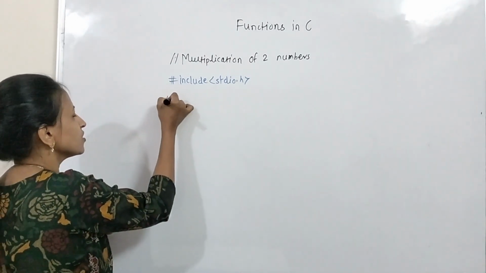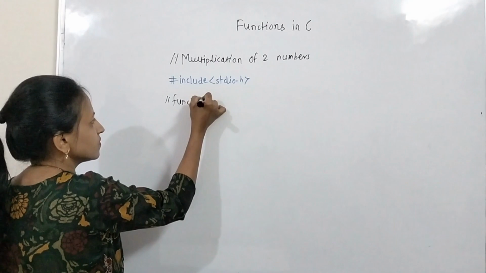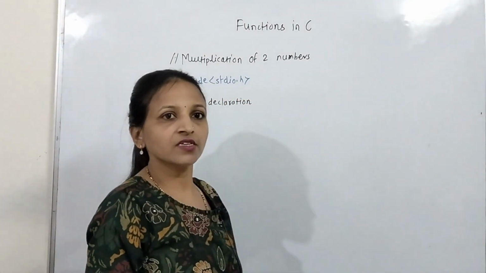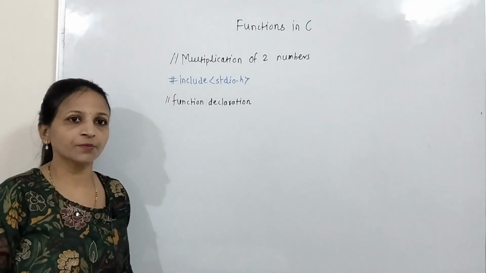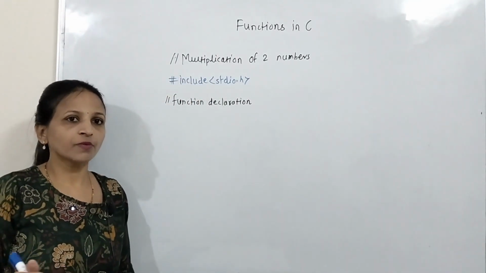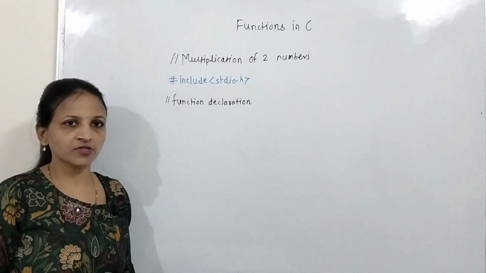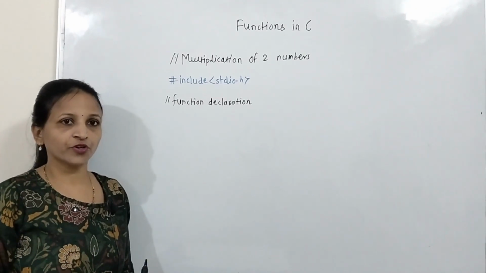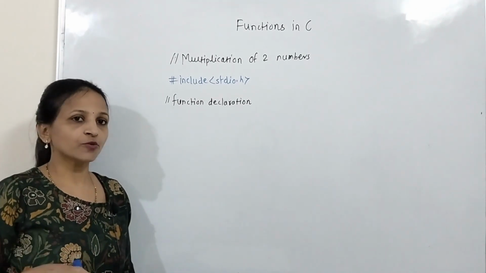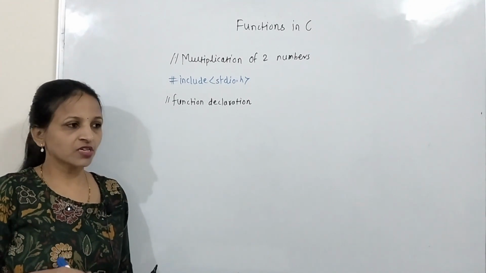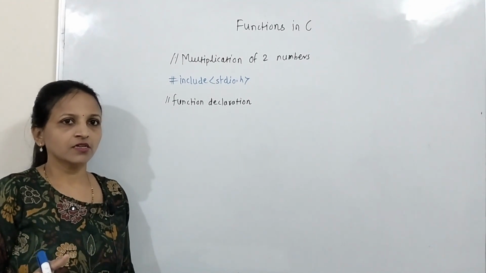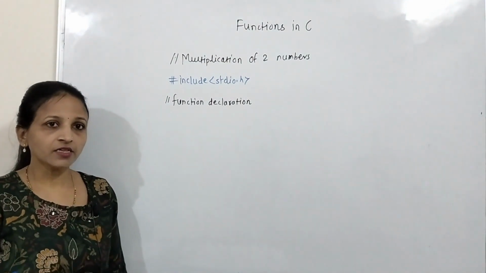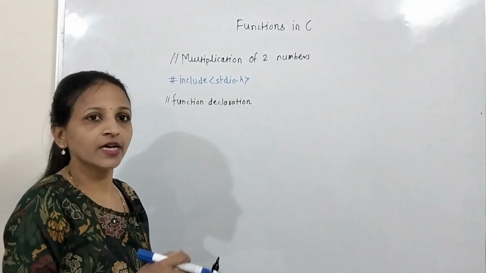Now how to write that function declaration? It means just mentioning the return type, then the function name and the arguments. While doing the multiplication of two numbers, here I am considering whole numbers, like multiplying 3 into 4. So two arguments of type integer will be passed to that function, and we can give product as the name of the function, and the return type of that function will again be integer.